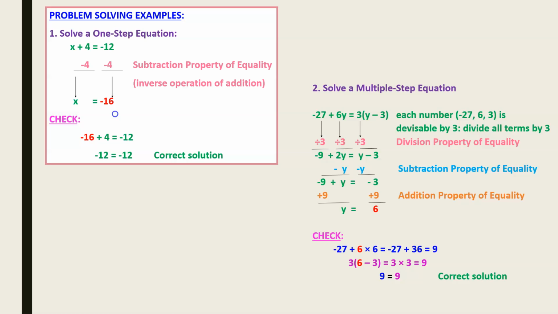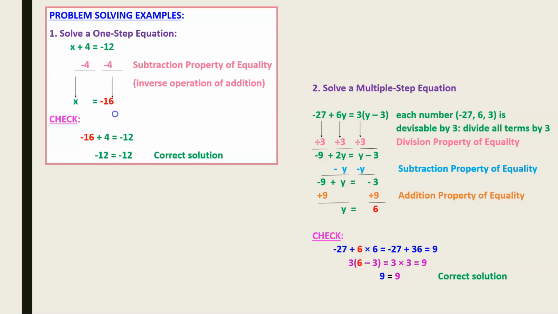Now we will switch into a more complicated example. We switch into a multiple step equation. As you can see, on the left side and on the right side, we have not just one term, but several terms. Let's see what we can do in order to solve this equation. First of all, look at these numbers, negative 27, 6, and 3 as a coefficient at parentheses. These three numbers, negative 27, 6, and 3, are divisible by 3.